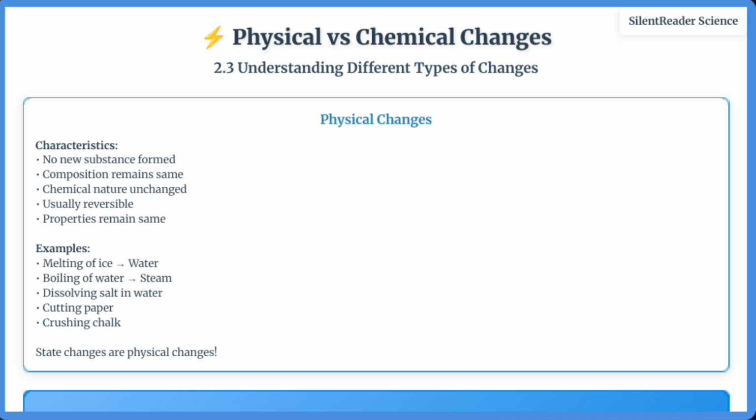Chemical changes, on the other hand, involve the formation of new substances with different properties. These changes are usually irreversible. Burning paper, rusting iron, cooking food, and digestion are chemical changes. A burning candle shows both changes. The wax melting is physical, while the wax burning is chemical. Understanding these differences helps us predict how materials will behave under different conditions.